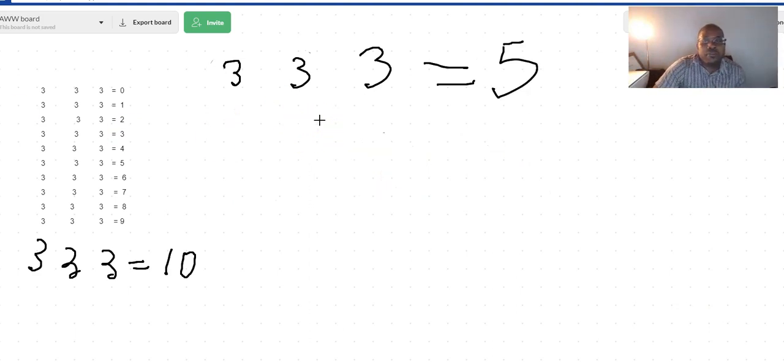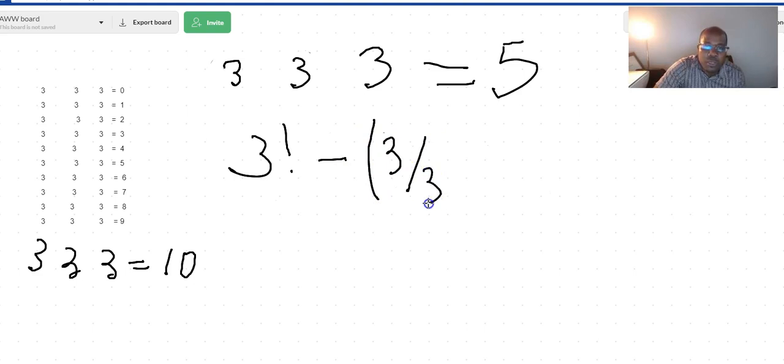For this one you need to think a little bit. That's where we're going to use factorial. We're going to have 3 factorial, which is 3 times 2 times 1. That gives you 6, right? Since this gives you 6, we're going to minus 3 over 3. 6 minus 3 over 3, that gives you 1, so 6 minus 1 gives you 5.